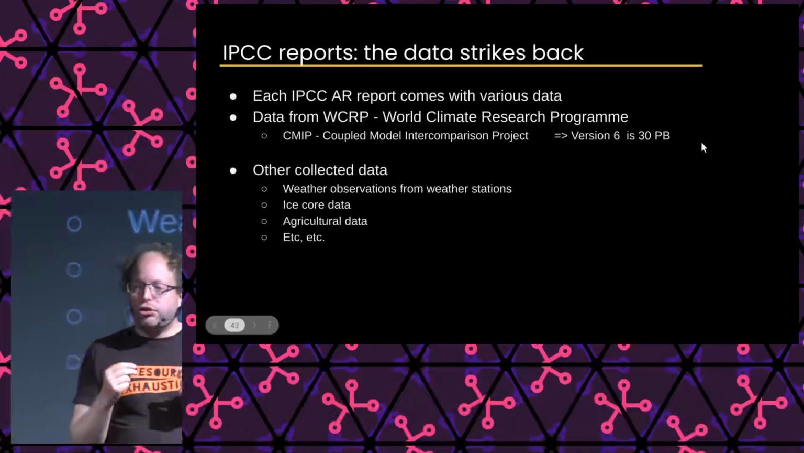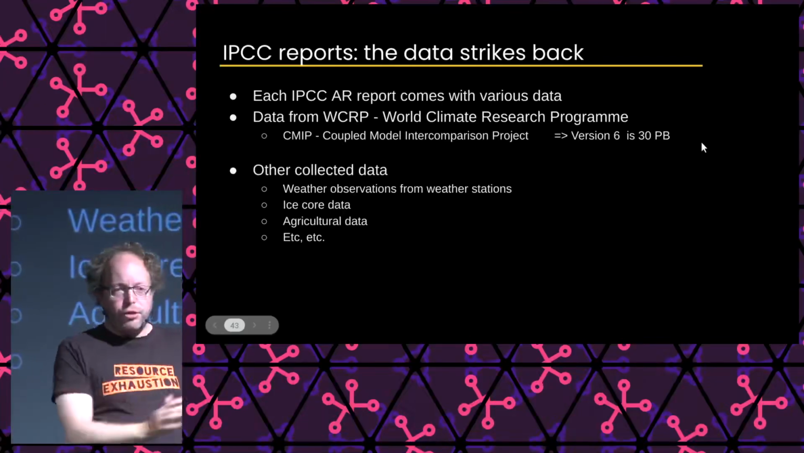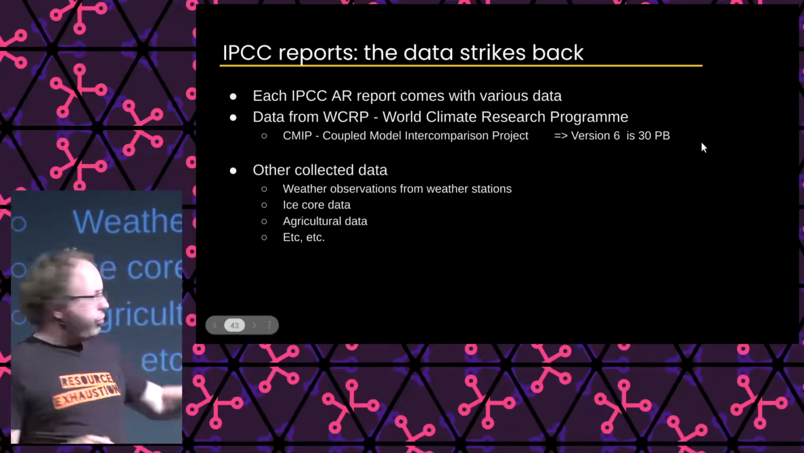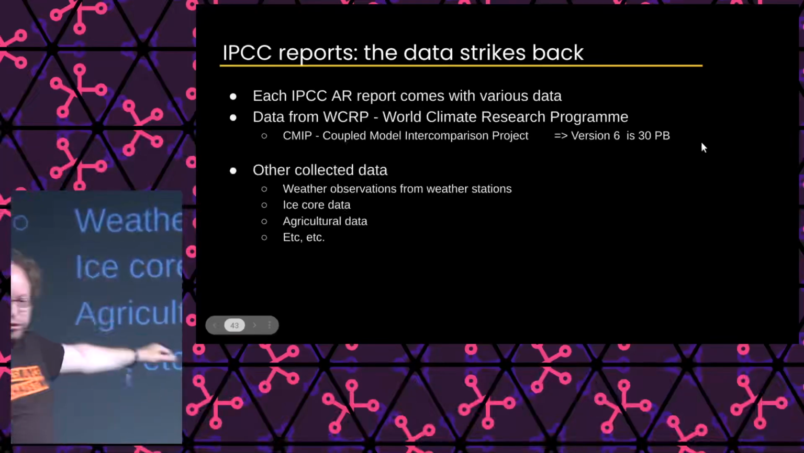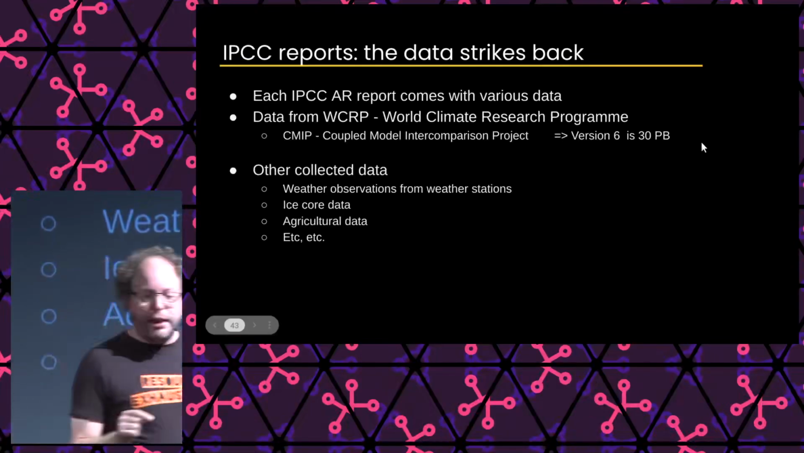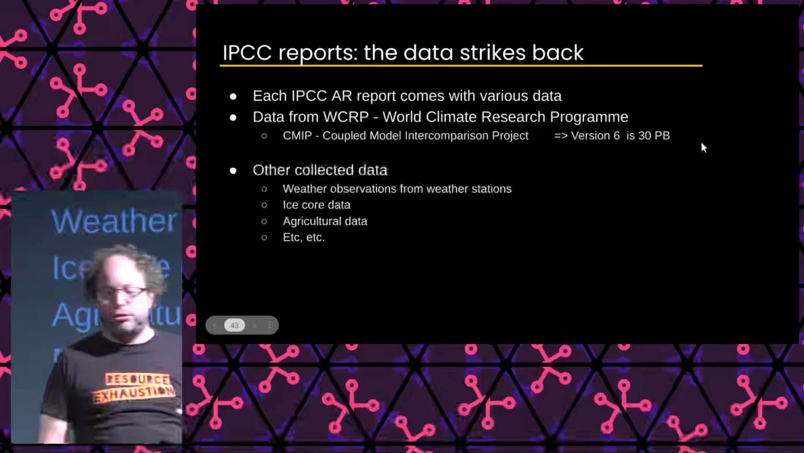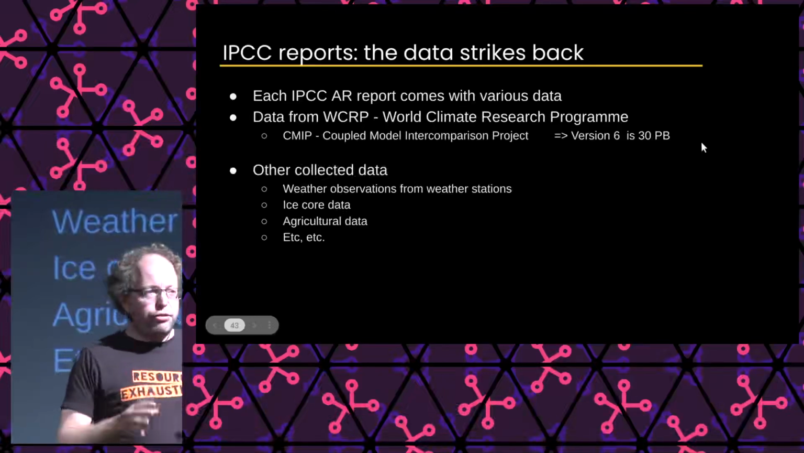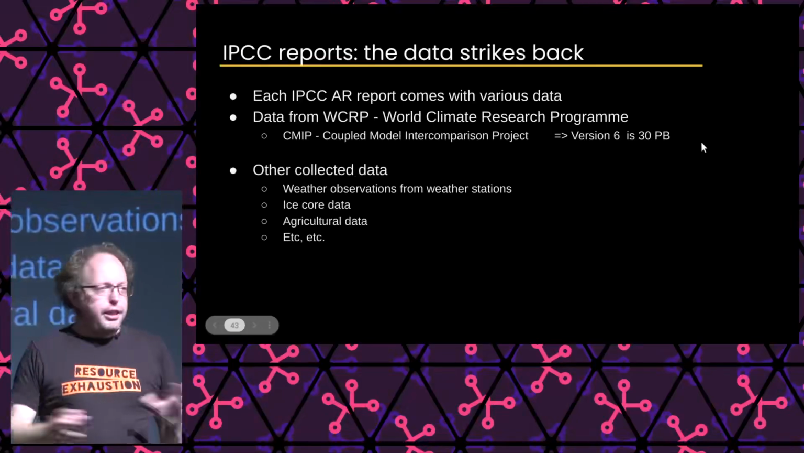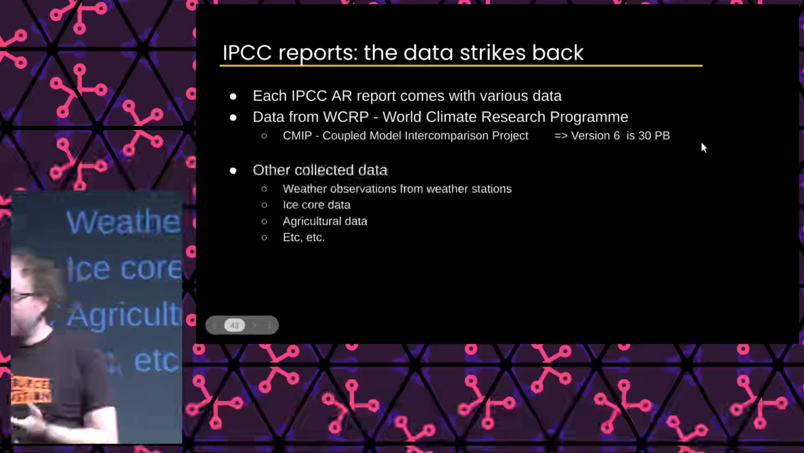And what's maybe less obvious is that behind the report, there's a lot of data. So the main thing is collected data, like observations from weather stations, ice core data, agricultural data, and so on. But then you get this thing called CMIP, which is the Coupled Model Intercomparison Project. And version 6 of that is 30 petabytes, right? This is one of the big data sets that you deal with if you're getting into climate science.